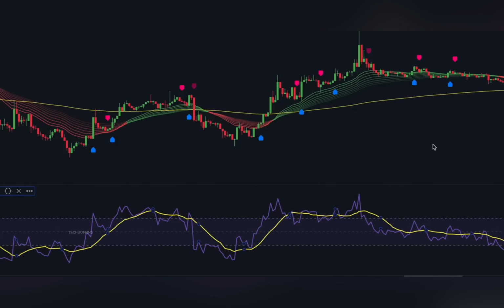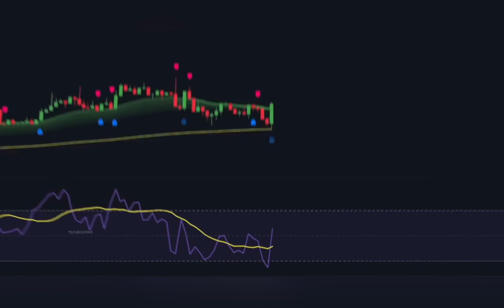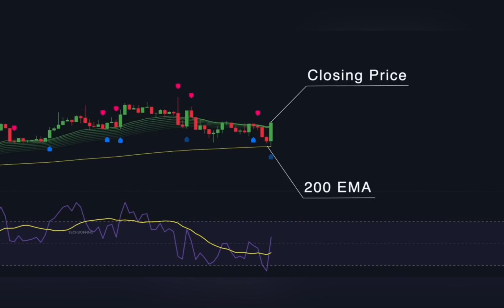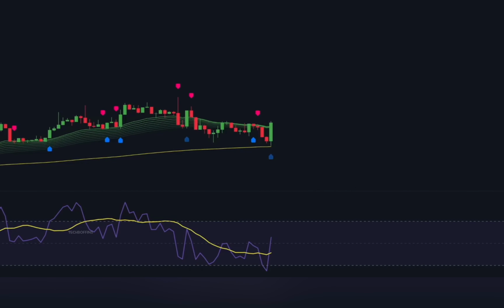Let us now look at the entry conditions for a long trade. The following requirements must be met. First, the price must close above the 200-day moving average. The ribbon should also be above the 200 EMA. Furthermore, it must be green.